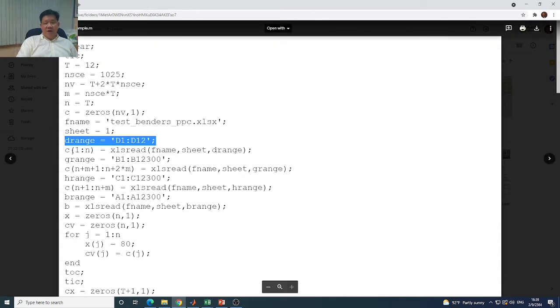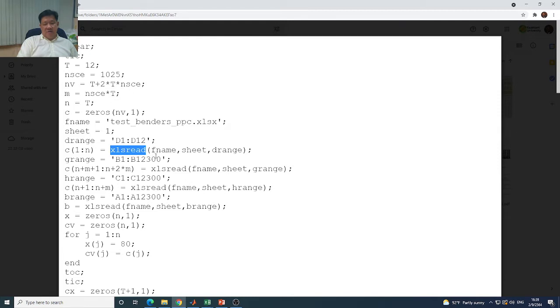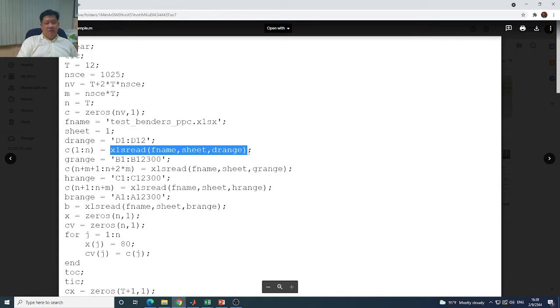And then for C1 to Cn, the first cost element to the n-th element, but not all of them, because for C we already reserved the space of NV, which is equal to the number of variables. But for the first n, from 1 to 12, we use xlsread, which imports data from this file name, the sheet number, and this D range. This is the command that imports the data from the Excel file.